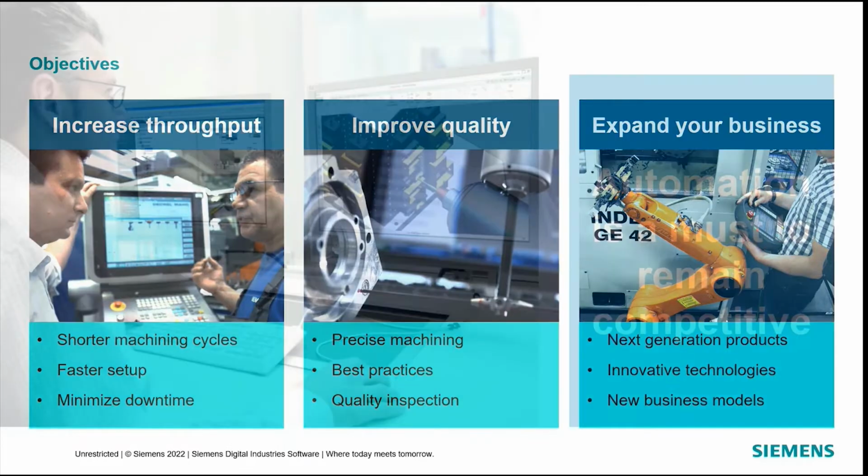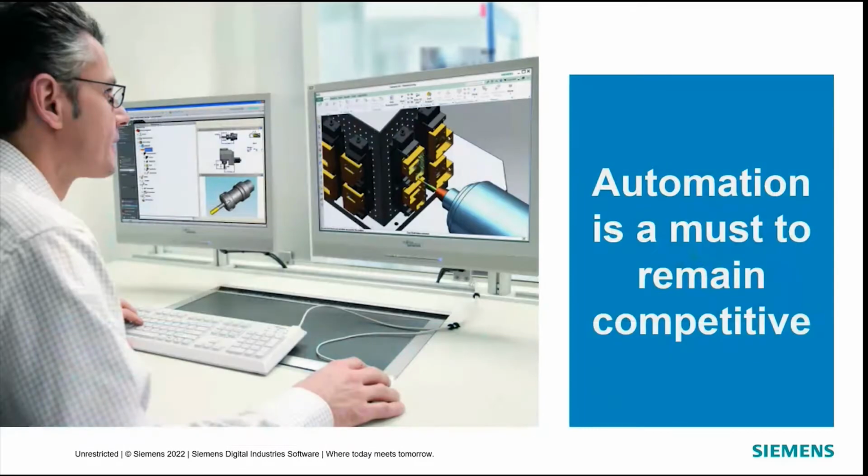So automation is really a must for many people to remain competitive. If you can take 10%, 20, 30, 40, 50% out of that non-value-add programming time on parts, this can be huge over the course of a year.